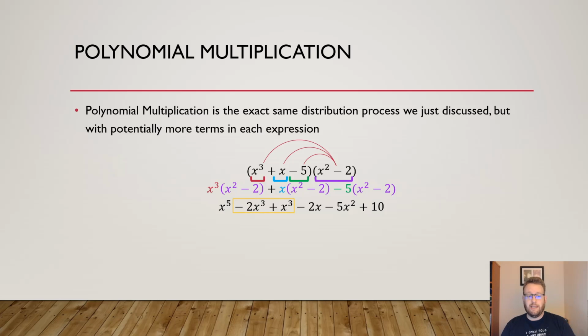Again, you can combine like terms. It turns out there's only a single pair of x cubes. That's the only like terms we have. And so negative 2x cubed plus x cubed is negative 1x cubed, leading us to our result of x to the 5th minus x cubed minus 5x squared minus 2x plus 10. There's a lot of terms in these polynomials, so it's kind of a mouthful to say, but the process is exactly the same as what you were doing before.